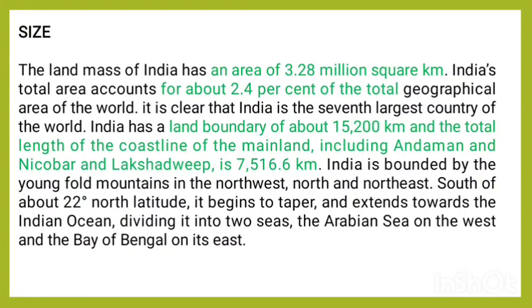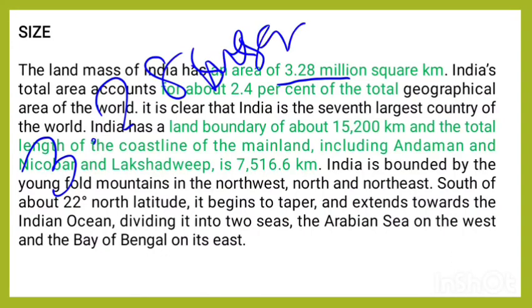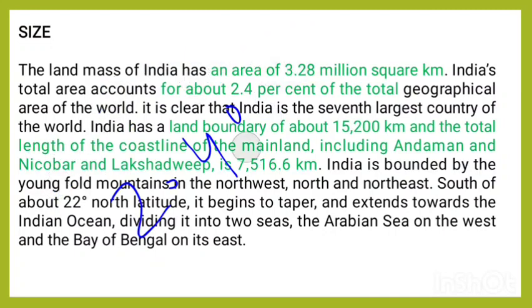Next, we will discuss the size of our India. The landmass of our India is 3.28 million square kilometer, which accounts for 2.4% of the total geographical area of the world. India is the seventh largest country in the world. Before India, there are 6 countries in the world.